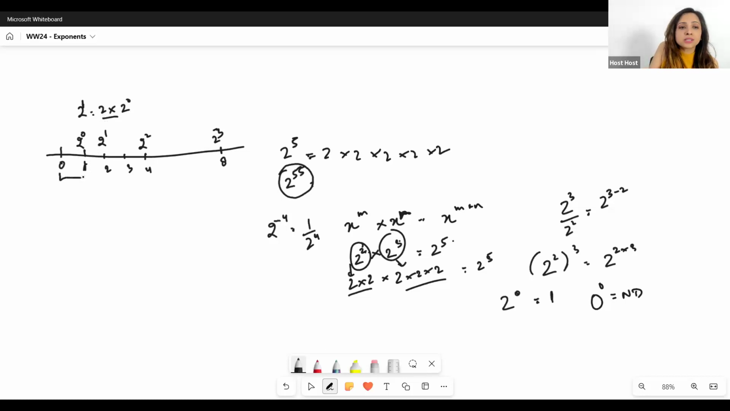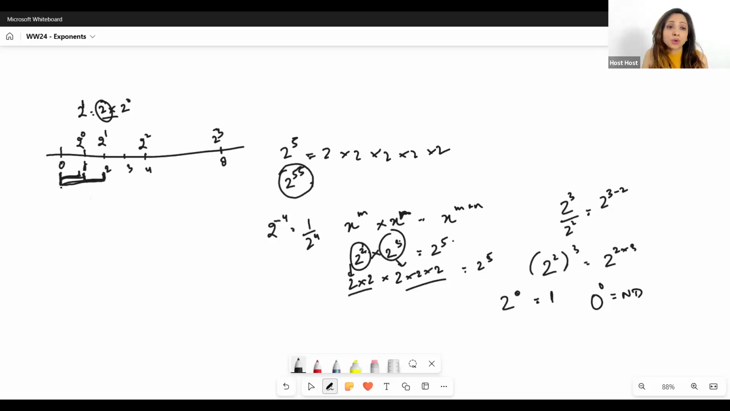So whatever was the distance of this 2 to the power 0 from 0, that becomes double because I'm multiplying it by another 2 to get the next exponent. So then this becomes 2 to the power 1, right? The distance from here to here gets doubled. And now here is where my 2 to the power 1 lies.